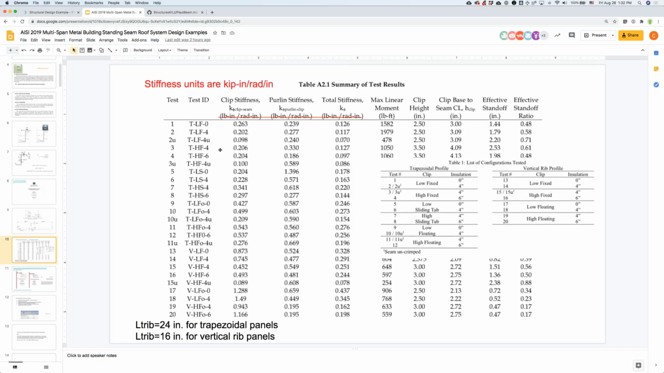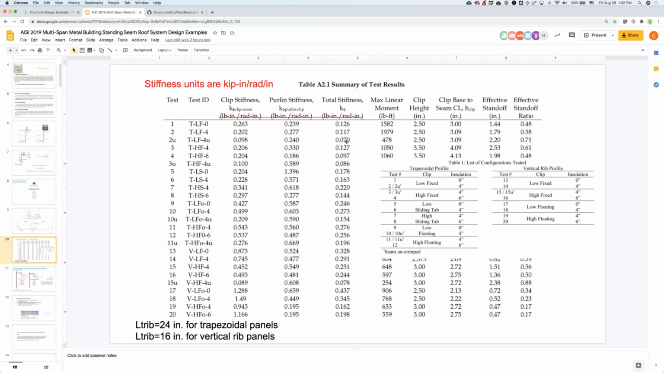And this table is provided in that report. So we have some actual numbers. T stands for trapezoidal, LF stands for low fixed, and there are some different variations here, but you can see that these numbers, at least for the case that we're considering, are around 0.1 kip-inches per radian per inch.